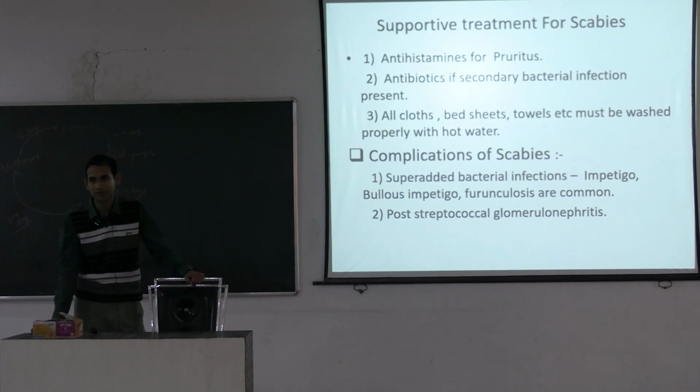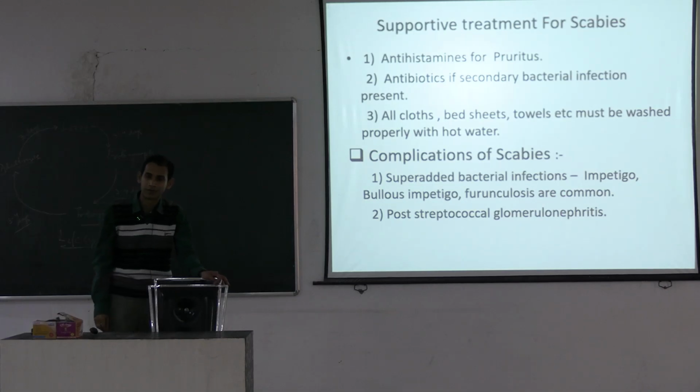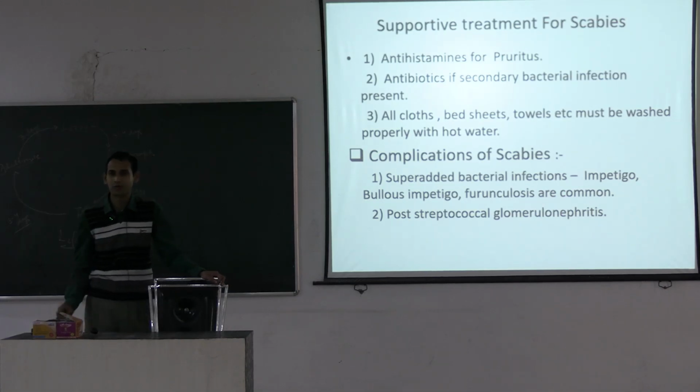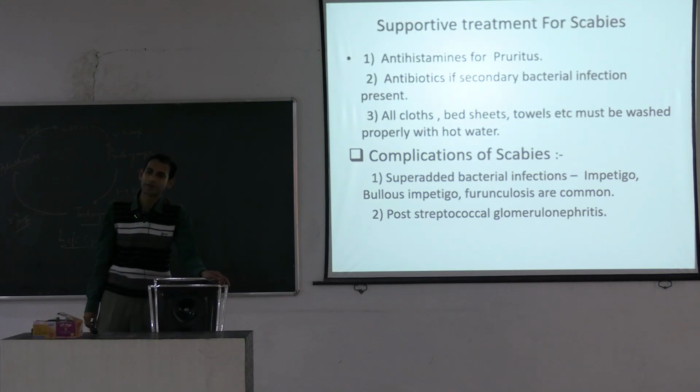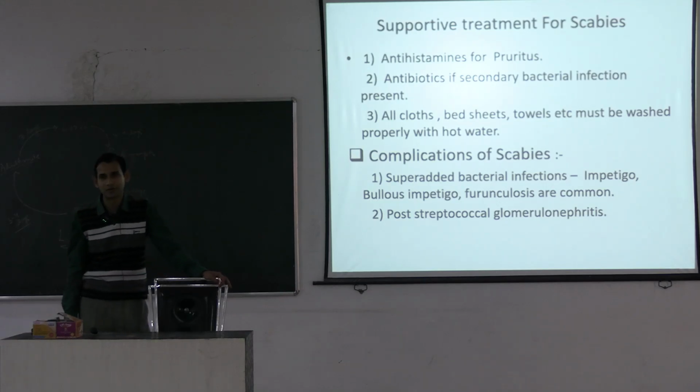If secondary bacterial infection is present, you will get vesicles and pustule formation, and the patient will complain of pain also. In that case, you have to give antibiotics along with the topical permethrin medication and antihistamines. The most commonly used antibiotics for secondary bacterial infections are first generation cephalosporins, that is cefalexin, cefotaxime, or amoxicillin clavulanic acid.